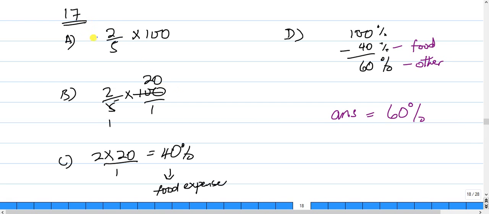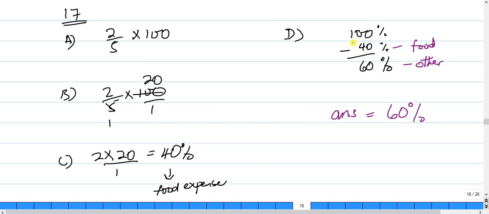So here we have what is 2/5 of 100. 5 into itself one time, 5 into the 100 20 times, numerator by numerator, denominator by denominator. 2 times 20 would give us 40 over 1, which in this case now is 40%. So they spend 40% of their money on food.